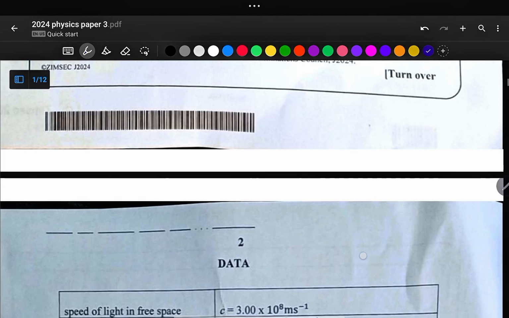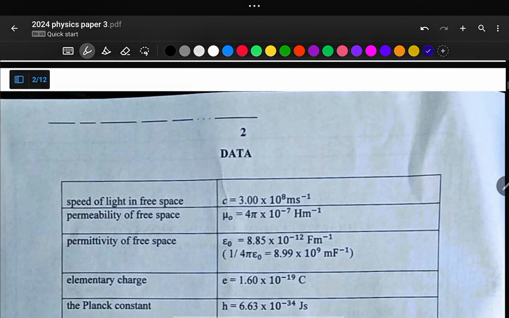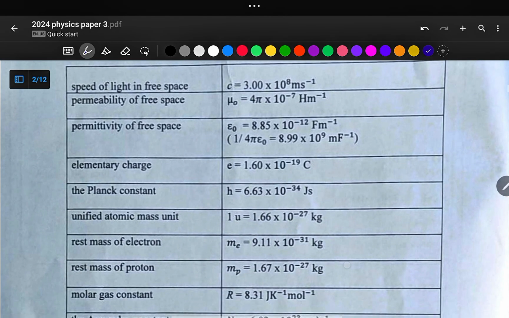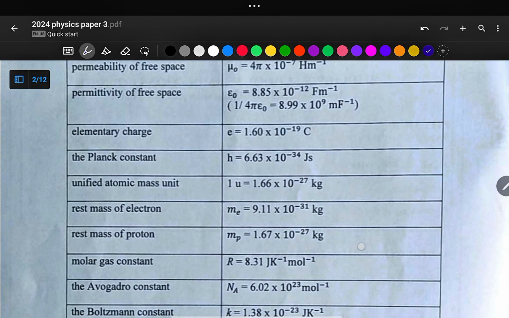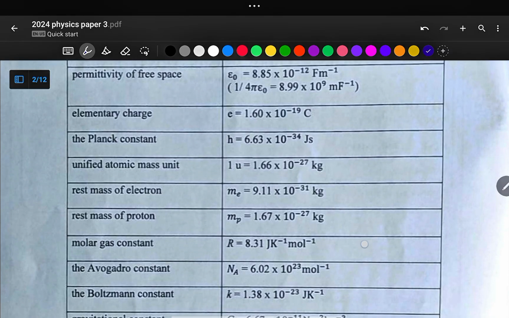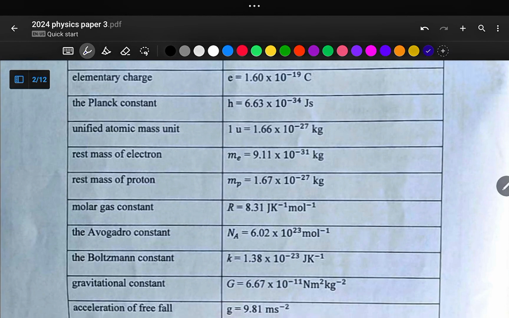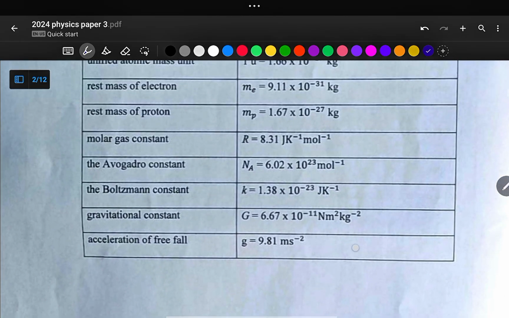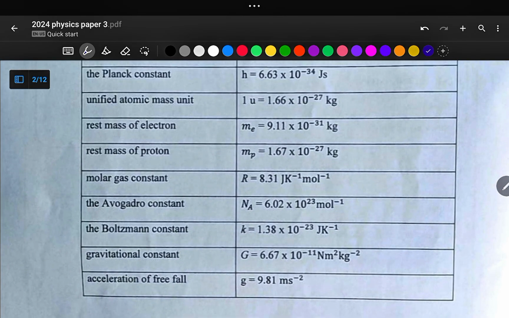So we have this data here: the speed of light in free space, which is 3 times 10 to the power 8 meters per second, the permeability of free space, the permittivity of free space, the elementary charge, the Planck constant, the unified atomic mass unit of 1.6 times 10 to the power negative 27 kg, the rest mass of the electron, and so forth. Just know that this information will be of essential importance when you're answering some questions. This constant here, the g, the acceleration due to gravity: whenever you are required to use g, just use 9.81.